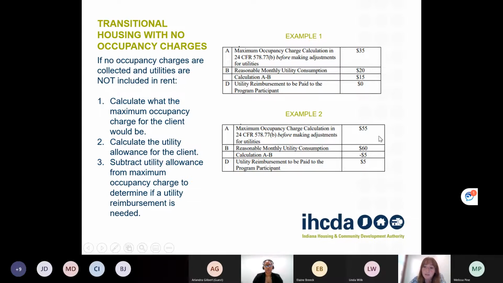In the second example, if the client were expected to pay the full occupancy charge, they would be paying $55. Their determined utility allowance is $60, which is greater than what they would be expected to pay as their housing cost. So because of that, the client would be entitled to a $5 utility reimbursement paid either to them or to the utility company on their behalf.